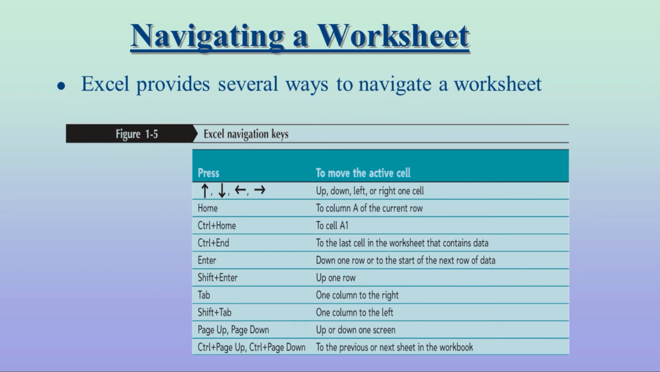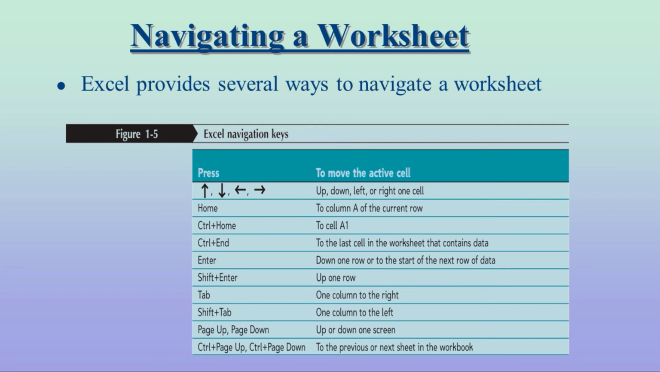Navigating a worksheet. In this figure, we can see the navigation in a worksheet. Excel provides several ways to navigate a worksheet. Excel navigation keys. Here you can see more keys for navigation for your work. Up, down, left or right moves one cell to change the active cell. If you press Home, you go to column A of the current row. If you press Ctrl Home, then you move to cell A1. If you press Ctrl End, you go to the last cell in the worksheet that contains data.